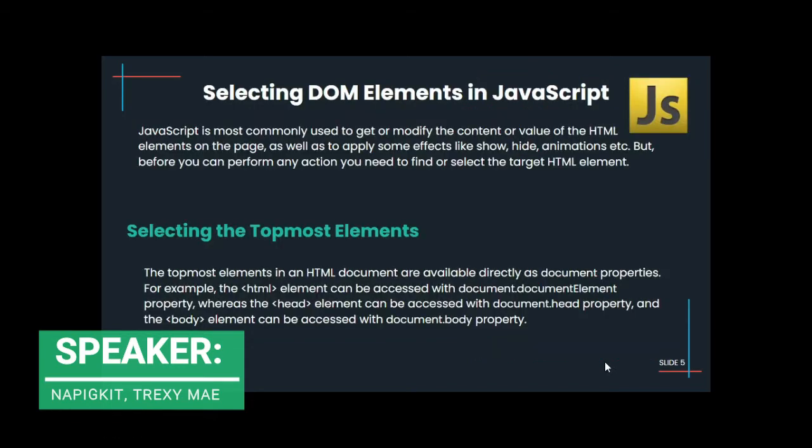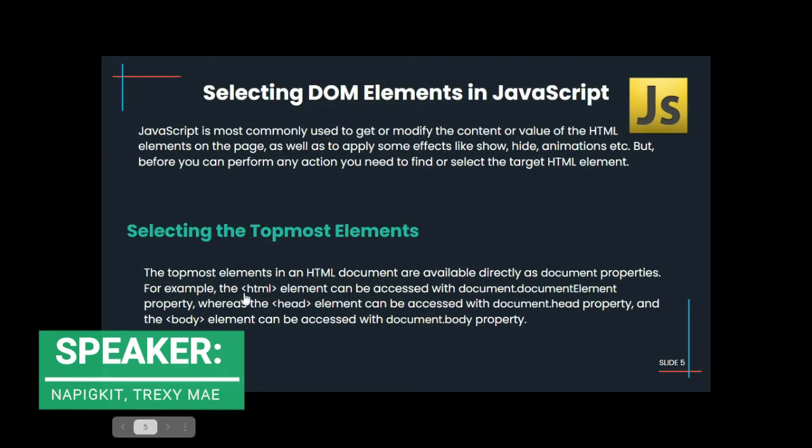Selecting DOM elements in JavaScript. JavaScript is most commonly used to get or modify the content or value of HTML elements in the page, as well as to apply some effects like show, hide, animation, etc. But before you can perform any action, you need to find or select the target HTML element. So, selecting the topmost elements. The topmost elements in an HTML document are available directly as document properties.